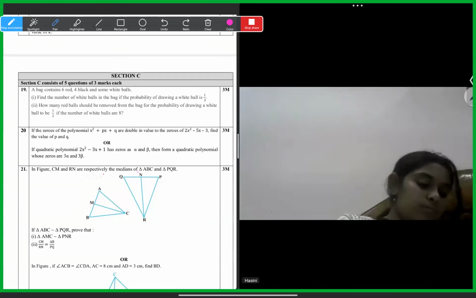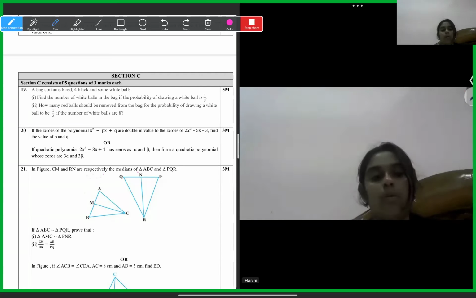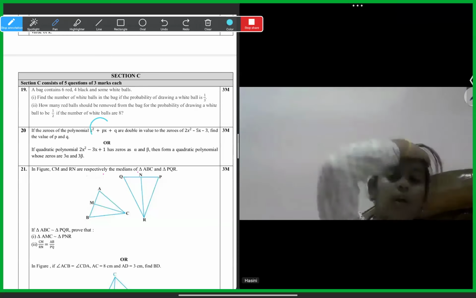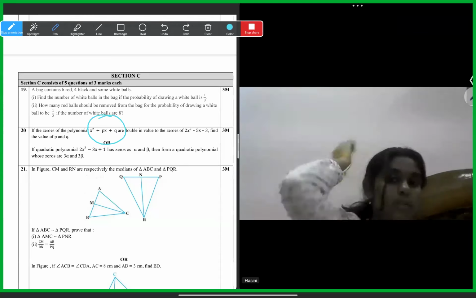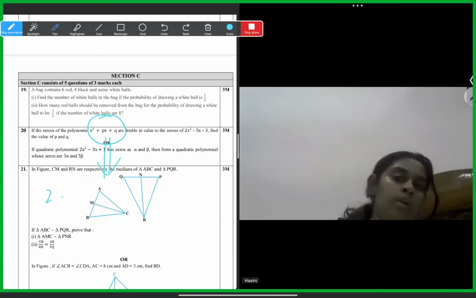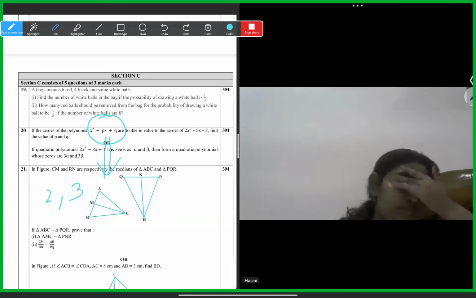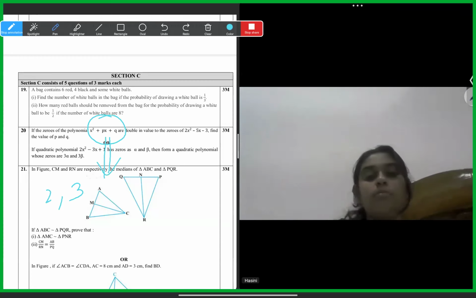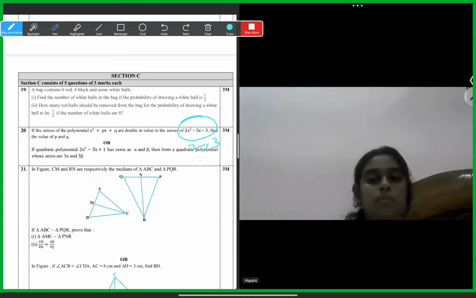So they said, Hasni, that the zeros of the polynomial are double in value to the zeros of this one. What they're telling is, this is one polynomial, and for this some zeros will be there. Let us just roughly take 2 and 3 as the zeros. You cannot take that like that, I'm telling just for your understanding. Okay, Hasni? They're telling that the zeros of this polynomial are double the zeros of this one.